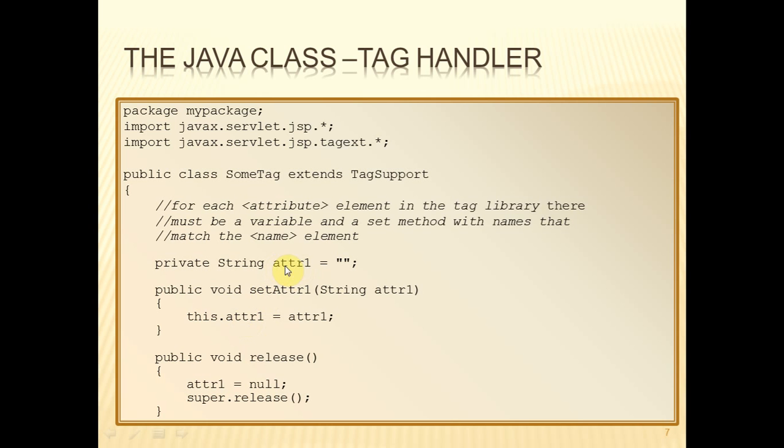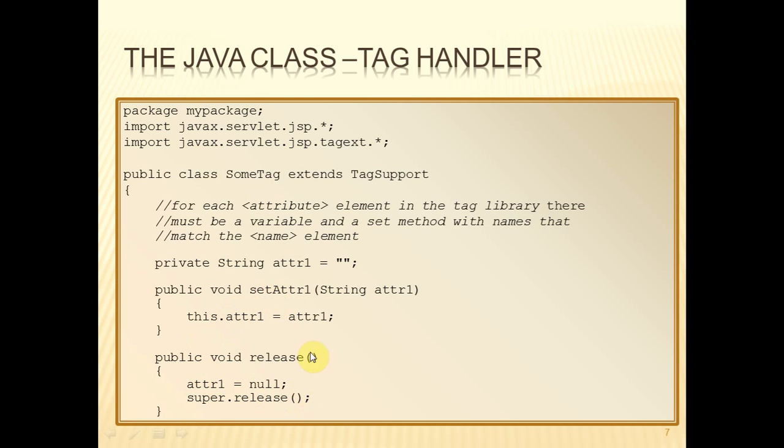Now, strictly speaking, that name does not have to match the tag attribute. But if you do make it match, it at least helps to identify that this one is going to receive the value that the matching attribute in the tag has got. Sorry, let's move back again. So if you've got 3 attributes defined in the tag library descriptor, you're going to have 3 variables here, and you're going to have 3 set methods.